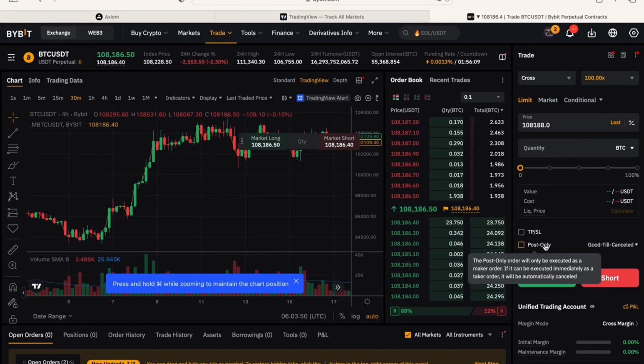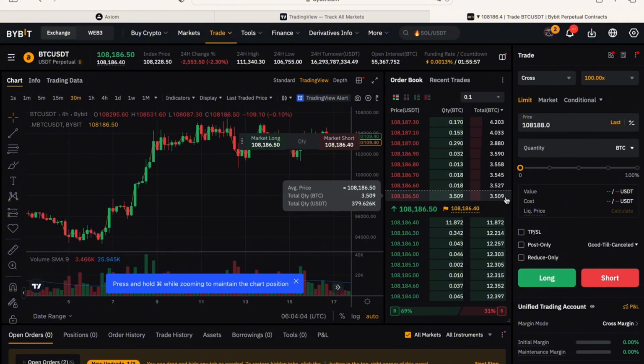So today we are going to be putting the trade on Bybit. You can also use Binance, you can use OKX, MEXC, or any exchange. To do this, we are also going to be connecting our exchange to our TradingView account. Then after that, we can see the capital that we have. Then we'll take the trade.